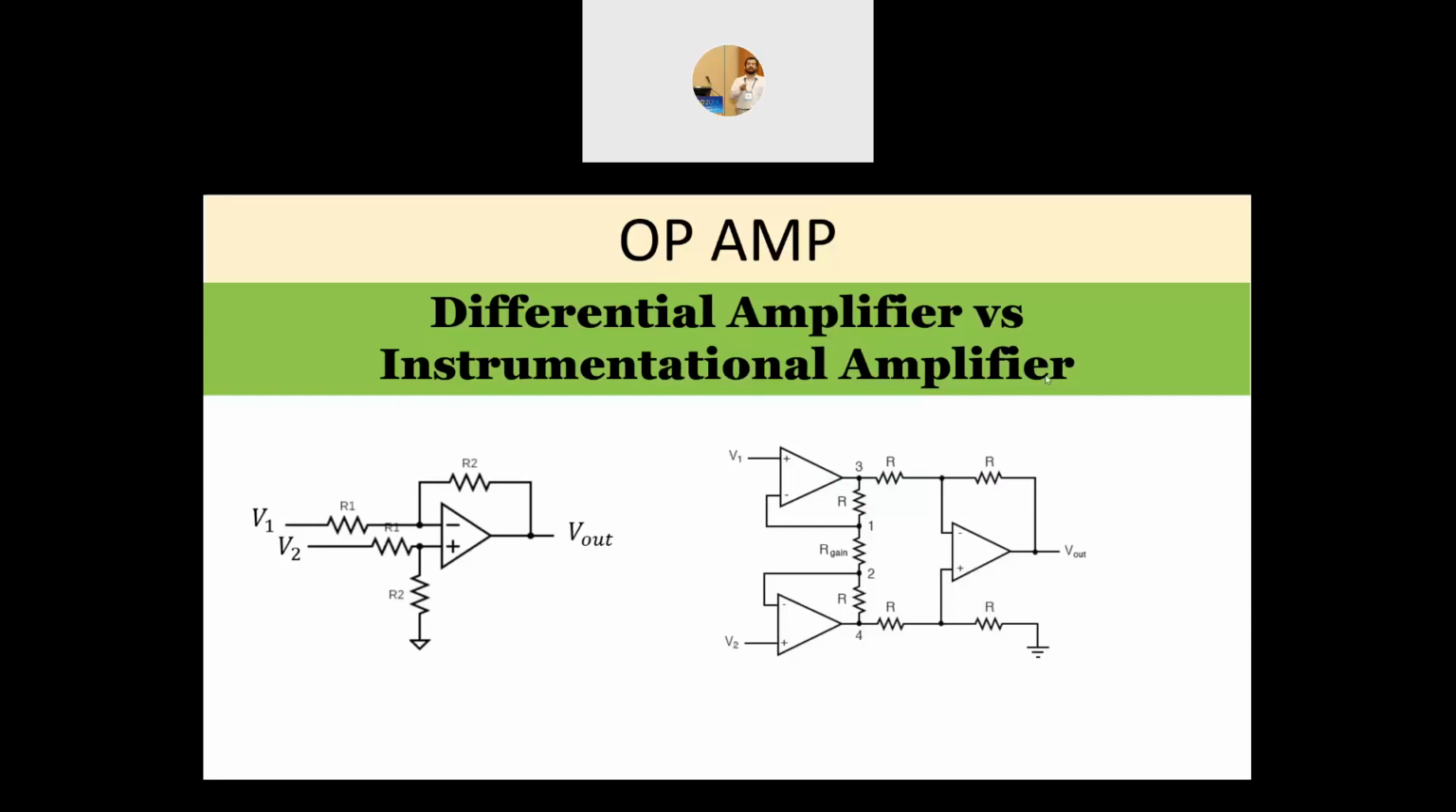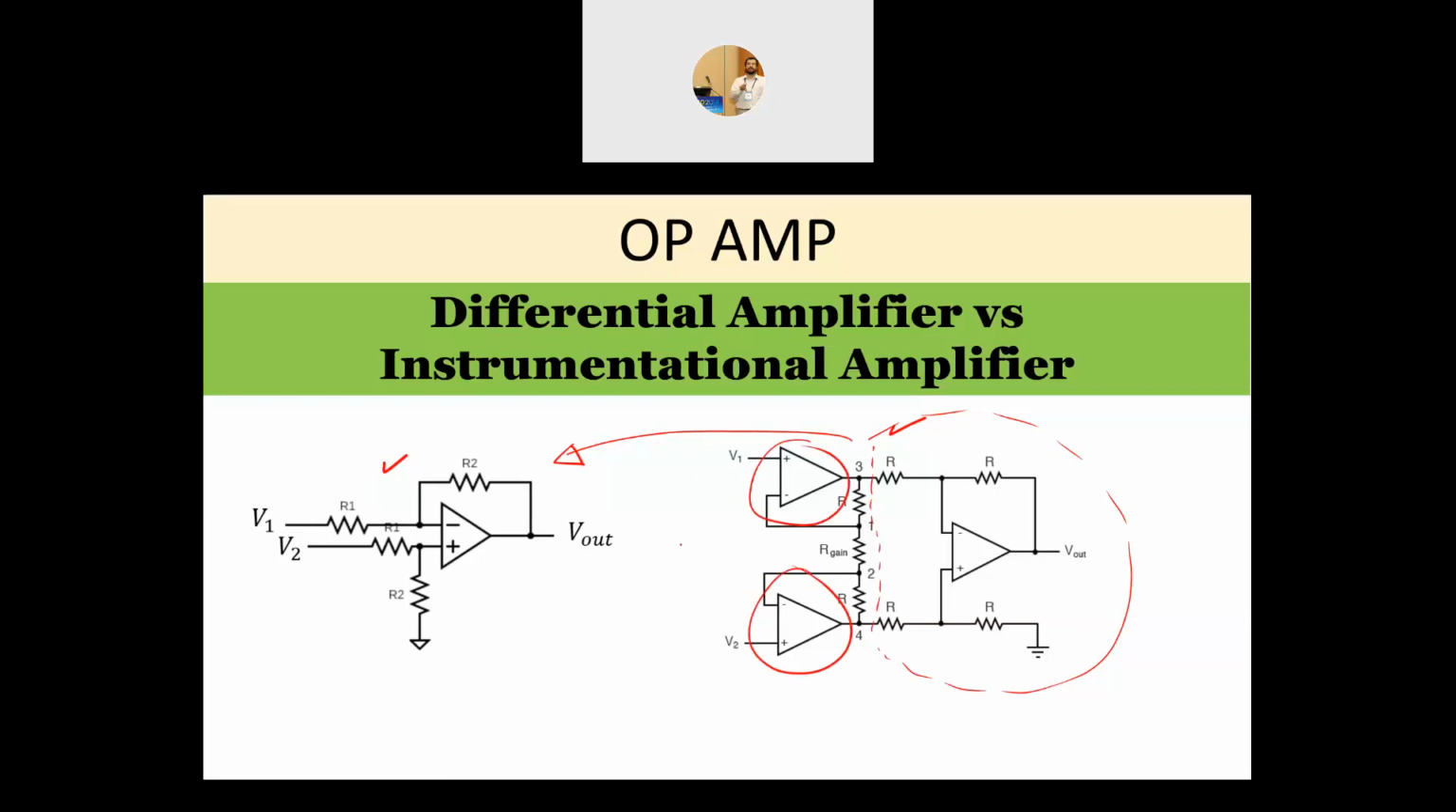Hi everyone. In this short video, I'd like to explain the difference between differential amplifier and instrumentation amplifier. This is basically the differential amplifier and this is the instrumentation amplifier. And if you look carefully, this part of the instrumentation amplifier is the same as this differential amplifier. So the instrumentation amplifier is a differential amplifier and something else, which is this part and this part.